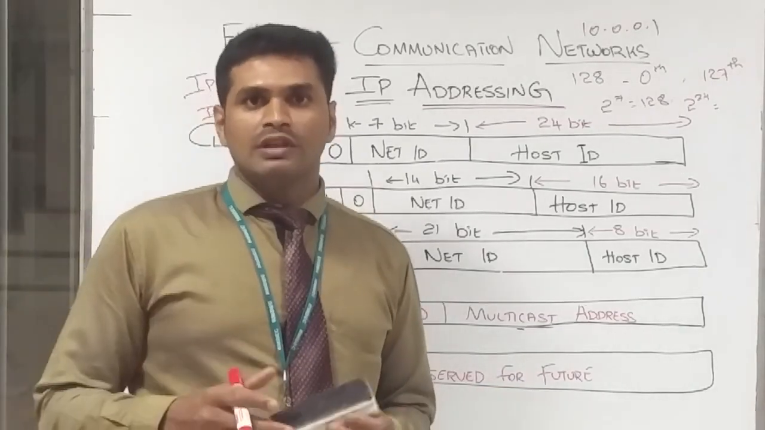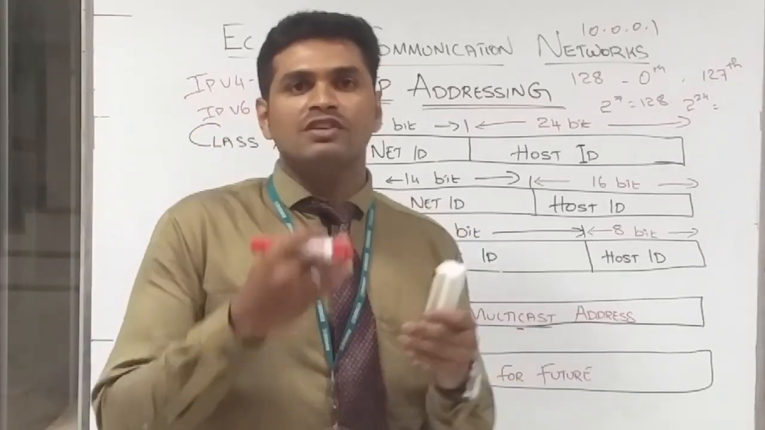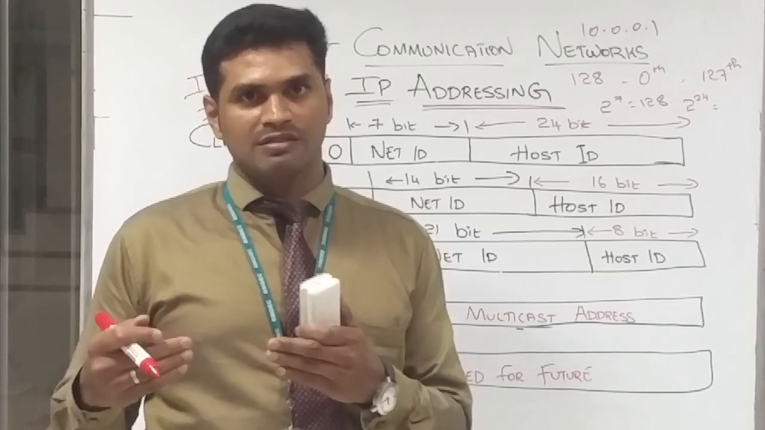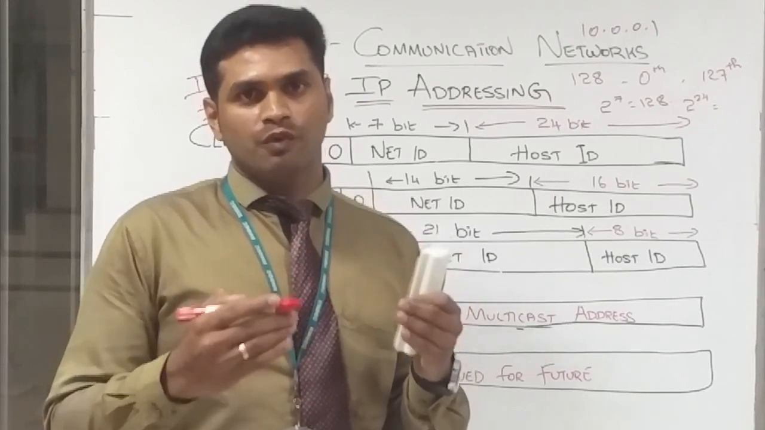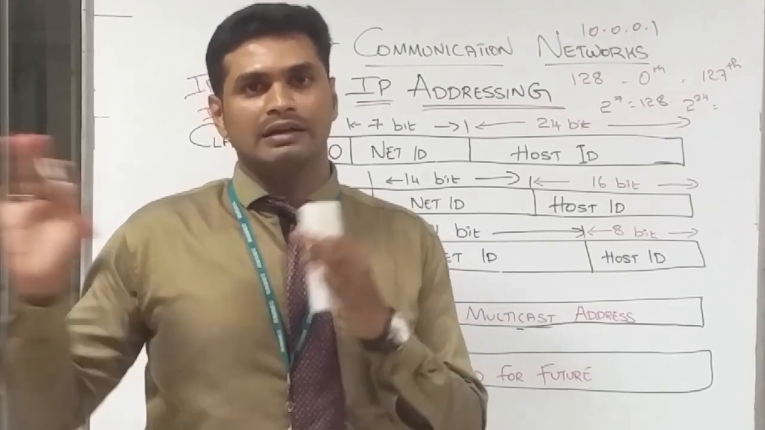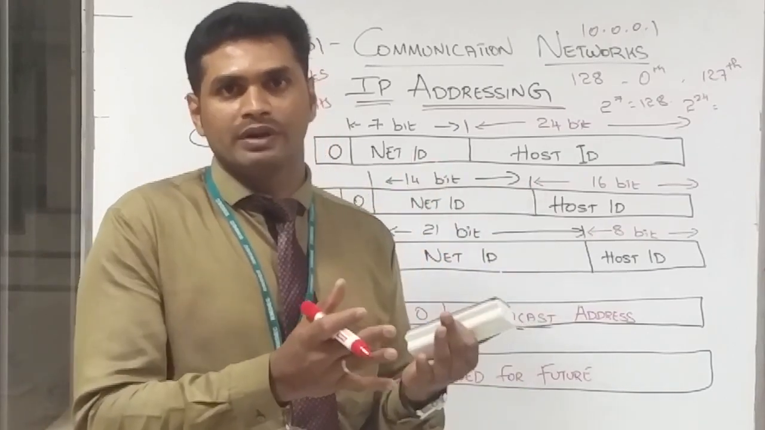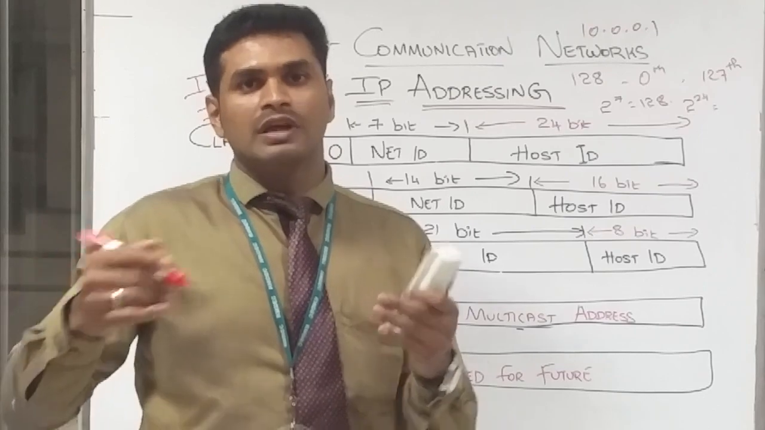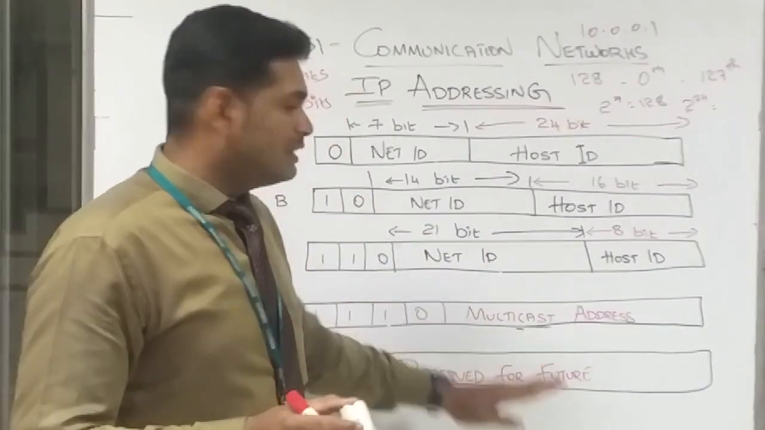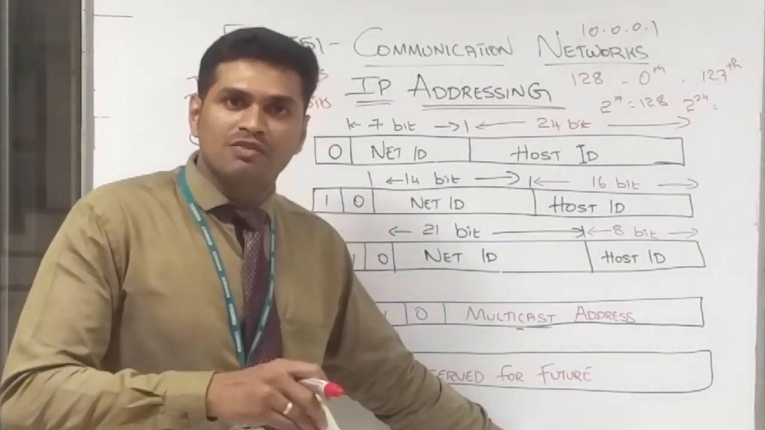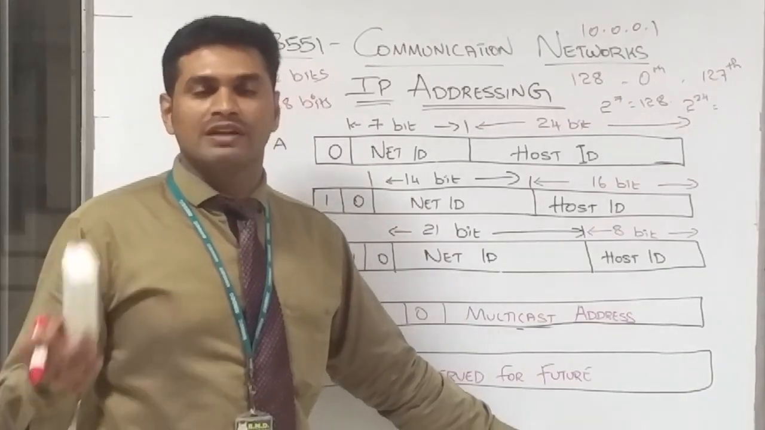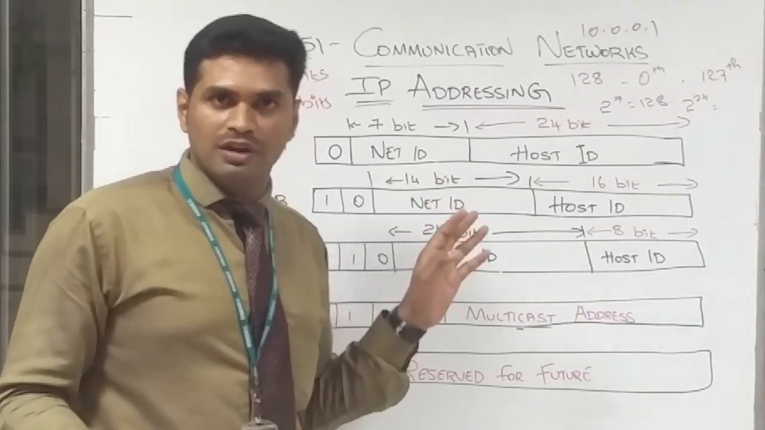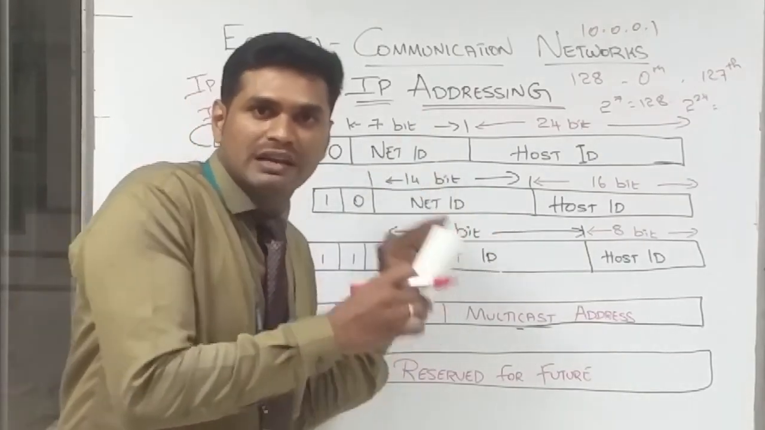And as I told you, because of this inefficient way of using addresses for networks and host computers, the IP version 4 address space is already exhausted. There are not enough addresses for assigning to networks globally. So in that case, we migrate from IP version 4 to IP version 6, where we do not have this kind of network ID or host ID. We do not have any class A, class B, class C, class D.